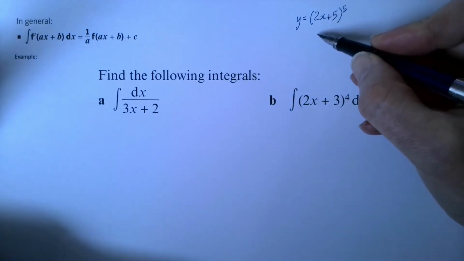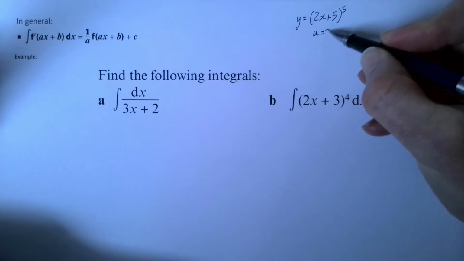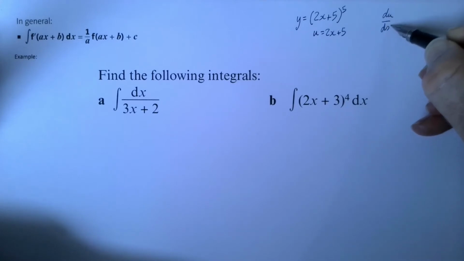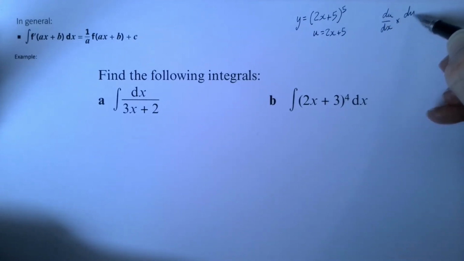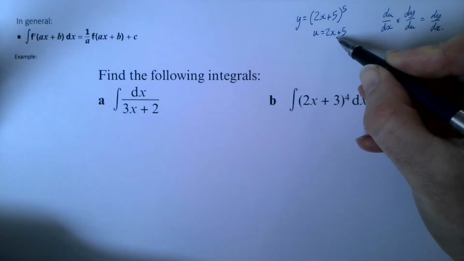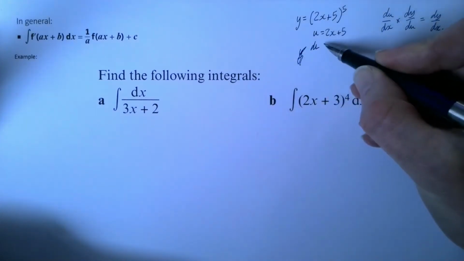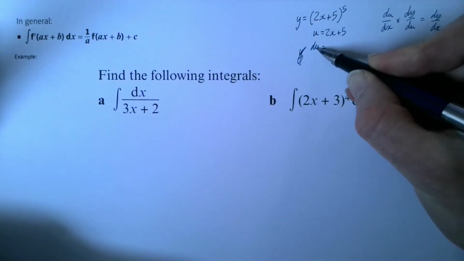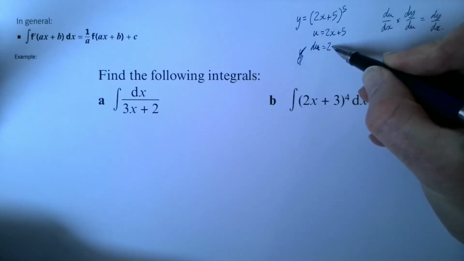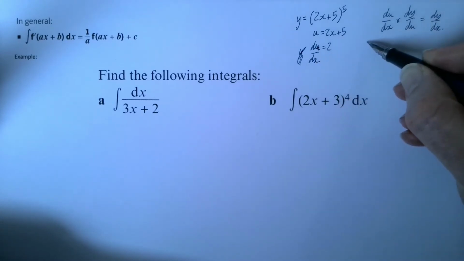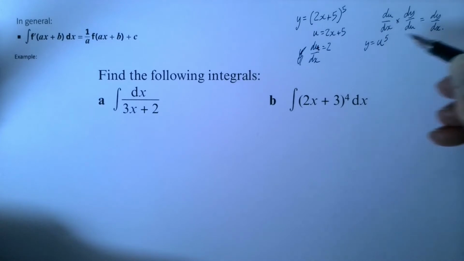So we would say u equals 2x plus 5. We would be bearing in mind, of course, that du by dx times dy by du is going to give us dy by dx, wouldn't we? We would then say du by dx equals 2. Just 2, doesn't it? Yeah, du by dx would equal 2. And then we could also say that y is equal to u to the power 5.